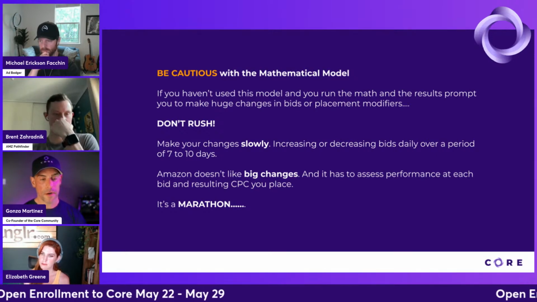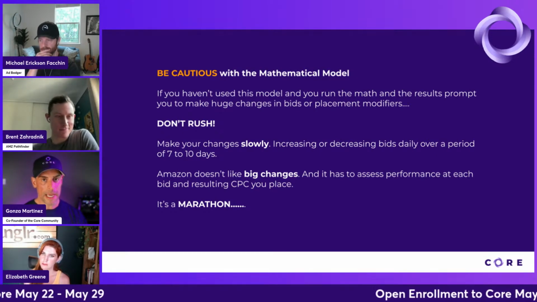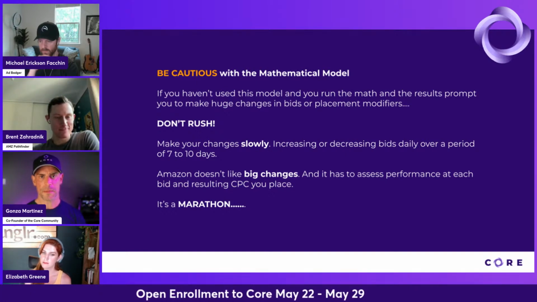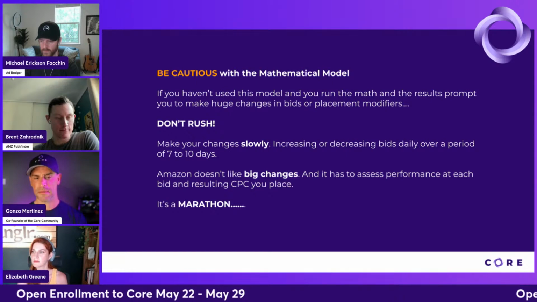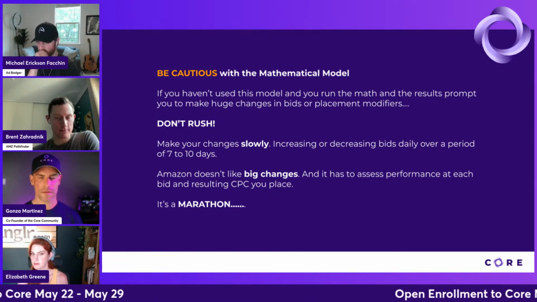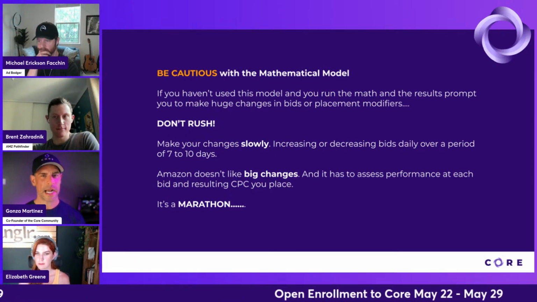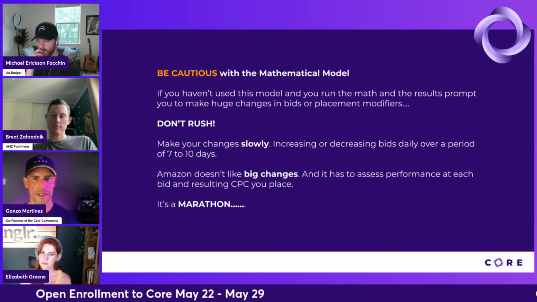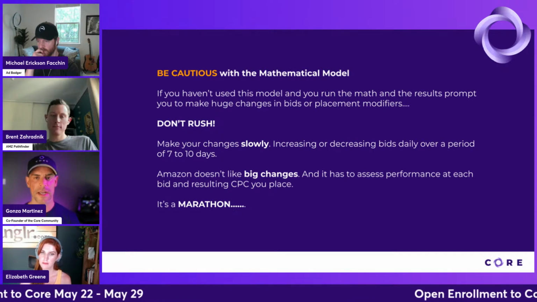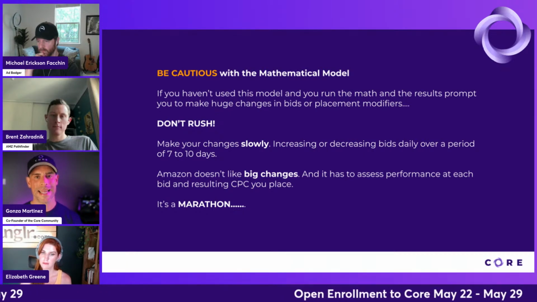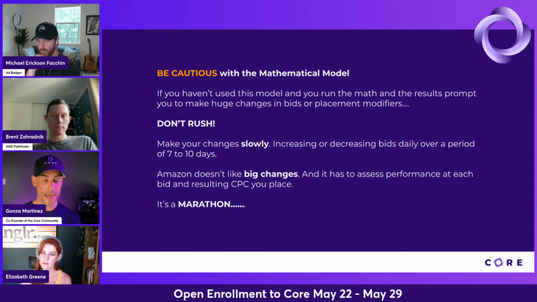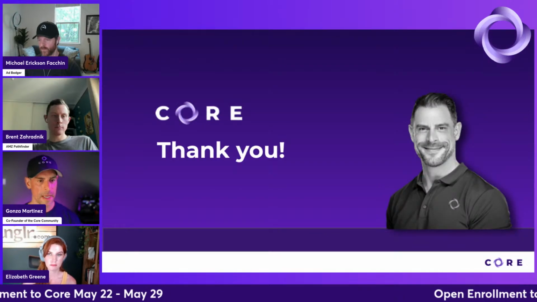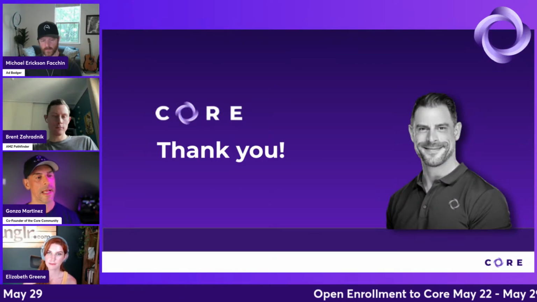A little word of caution: if you're not applying mathematical models and you start running this, and the file tells you that you need to increase your placement modifier by 200%, 600%, be cautious. Don't do it all of a sudden. Don't do it very quickly. Take maybe a couple of weeks with daily optimizations to make those changes very slowly, because Amazon does not like these big changes. They need to assess campaign performance at each particular change of bid that you make. So go slow. If you haven't been doing this, don't go crazy. And that's pretty much it. That's how you bid like the 1%.